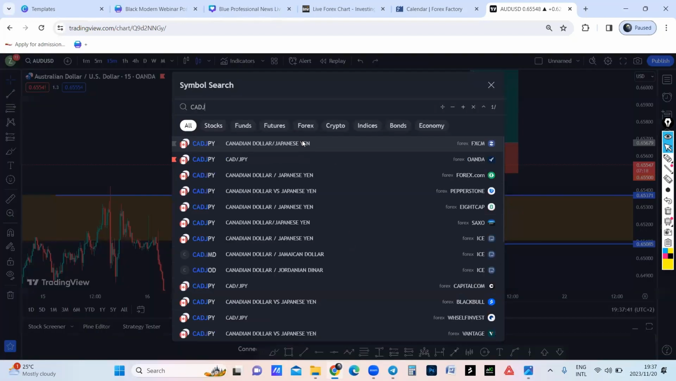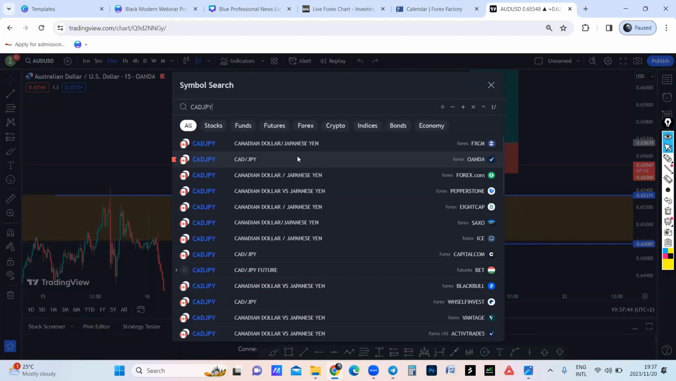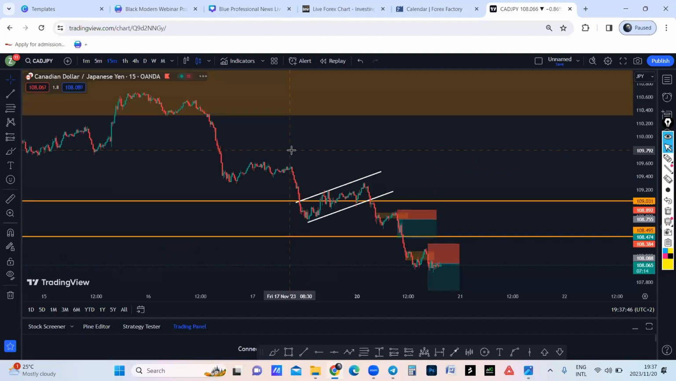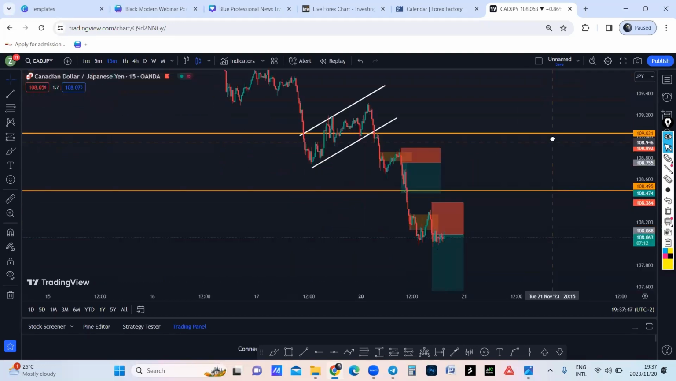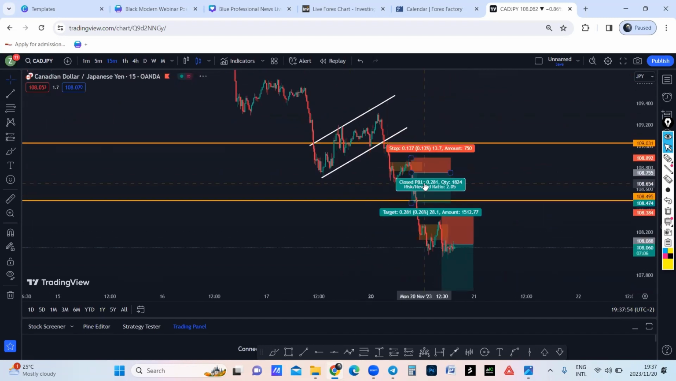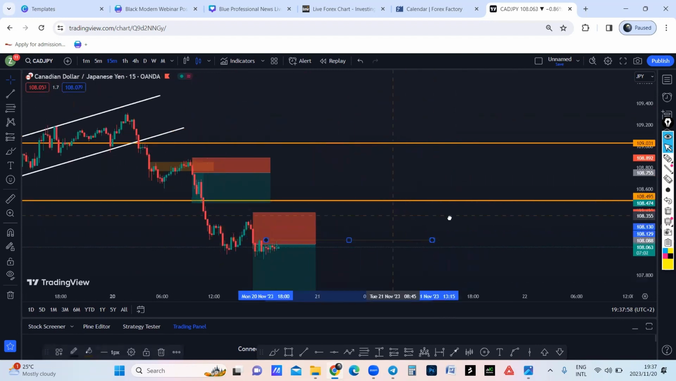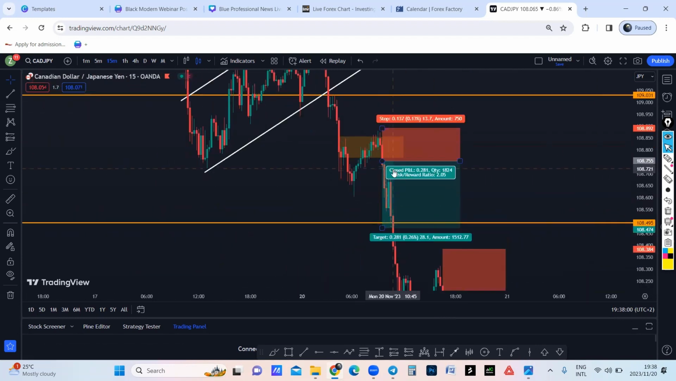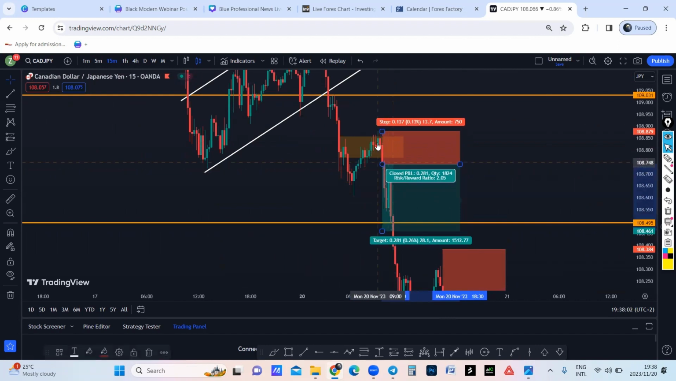Here, JPY and CAD USD. So far, I have 1 trade opened. I took a trade here, right here at the break, at the bearish engulfing. Then I took a trade for a sell in the London session, at the opening of London session.